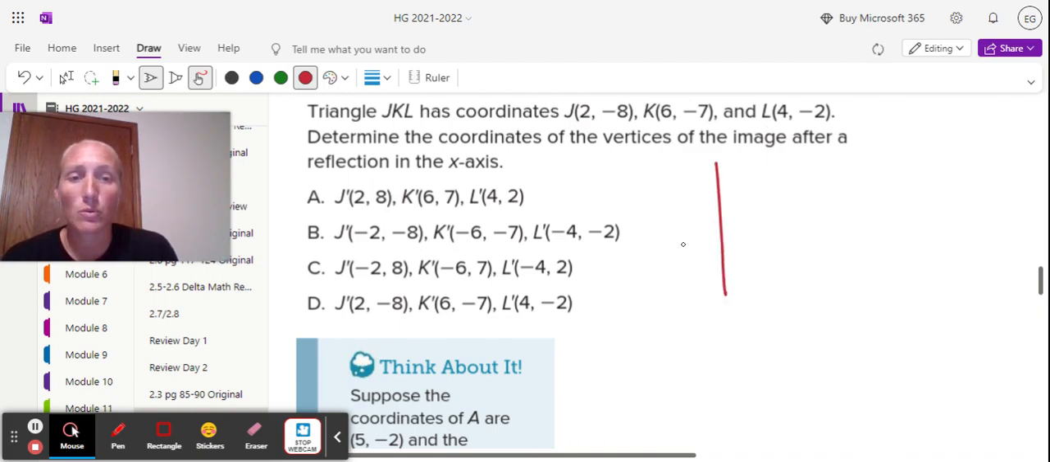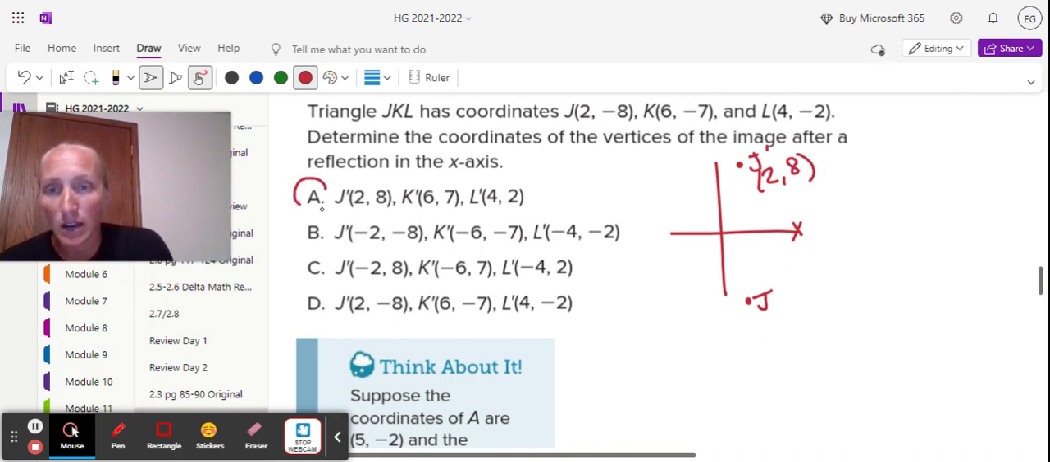So here's what I do is I take one of those points. So 2, -8, approximately down here. Okay. And I say I'm going across the x-axis, which is right here. So I'm going to have a point that comes way up here. And what I know is that that's going to be a positive number, so still 2 over, and it's going to be a positive number up. So instead of 8 down, I'm going 8 up. And so that's going to take me to 2, 8.